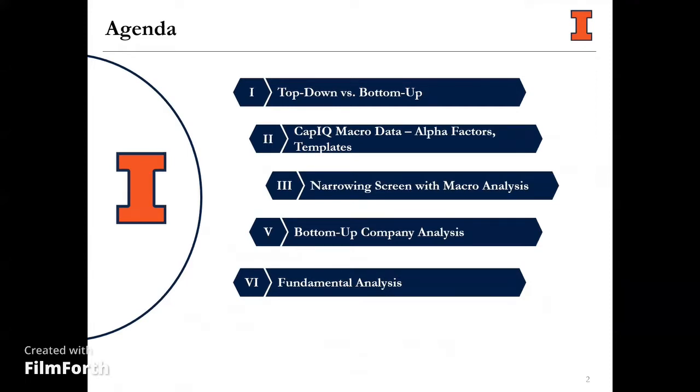And then the templates that we have on Excel, and then how we can utilize that macro analysis to narrow down a screen of companies, which a previous CapIQ lesson walks through, to arrive at some of those potential investment opportunities. And when we do that, once we have our list narrowed down, that's when a lot of our bottom-up company analysis will come into play. And we're going to be going over some of these CapIQ services that will help our process in analyzing from this bottom-up perspective.